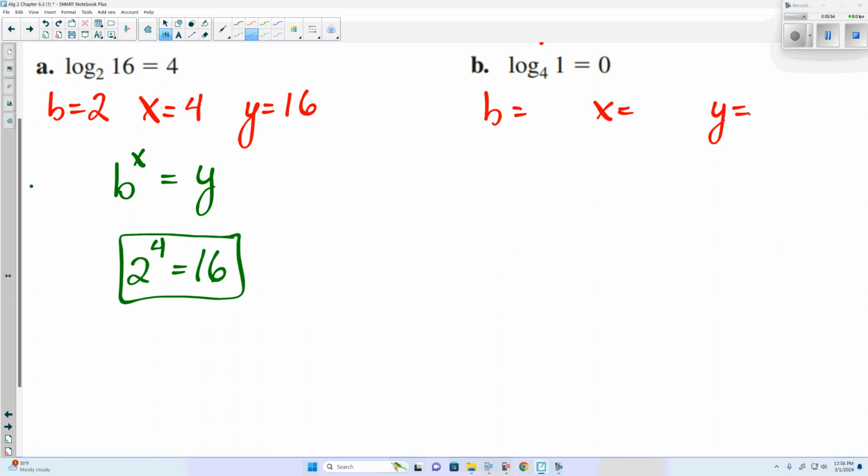b, x, and y: 4, 0, 1. So b would be 4, our x would be 0, y would be 1.